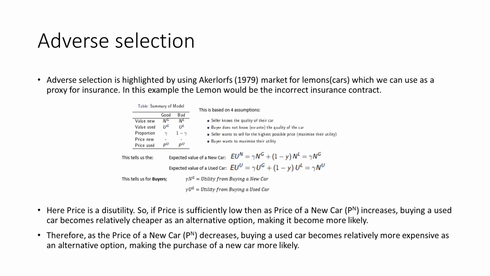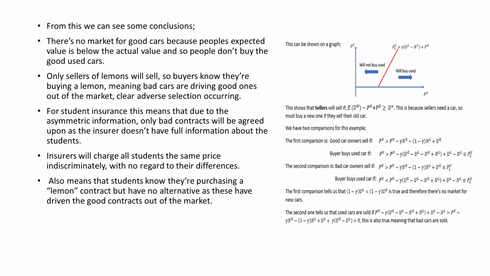We highlight adverse selection in student insurance markets using Akerlof's Lemon model. This table shows the setup and assumptions and a couple of equations on the value and utility that are discussed further in the script. Price here is a disutility, meaning that as the price of a new car increases, buying a used car becomes relatively cheaper and more likely. The vice versa is also true as the price of a new car decreases. Again, we have a graphical representation and two algebraic comparisons that are discussed further in the script. They tell us that there's no market for good cars, as the expected value is below the actual value, so no good cars are bought. For student insurance, this means that only Lemon contracts are signed due to the asymmetric information on the student. All students are charged the same, and students know they're buying a Lemon contract. This is clearly adverse selection.